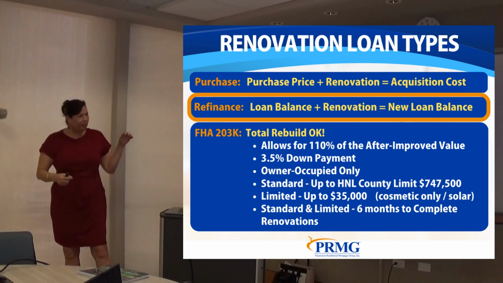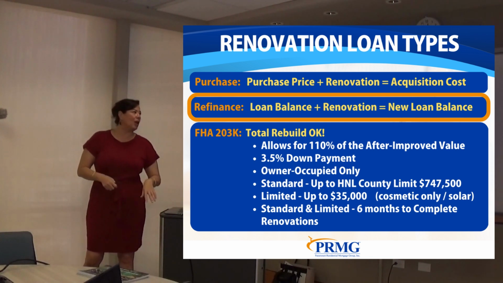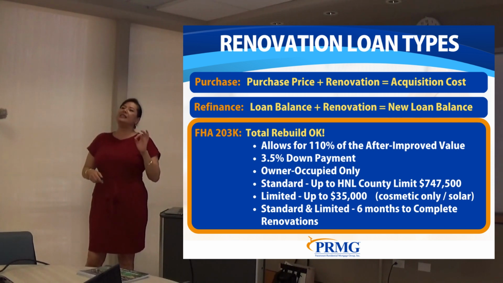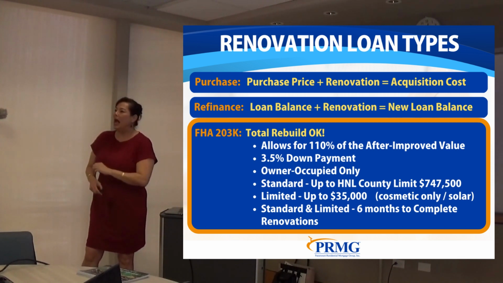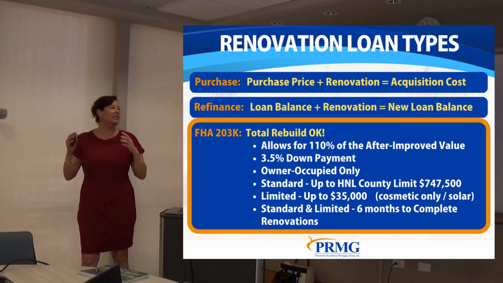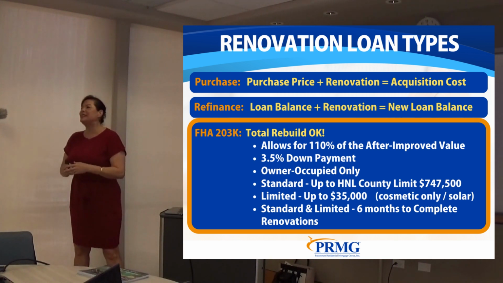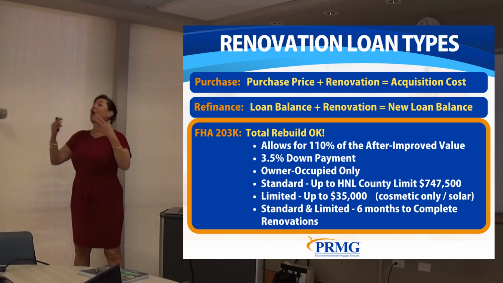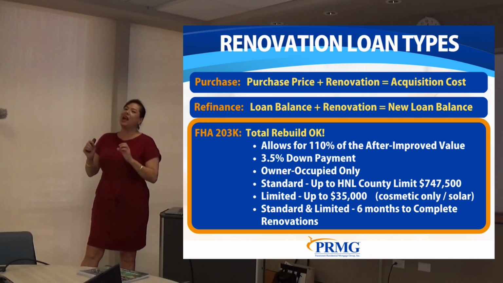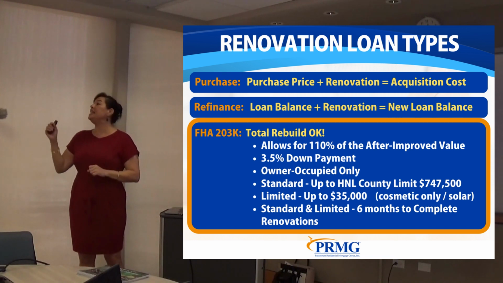So, the first renovation loan type that we're going to talk about is the FHA 203K. And FHA, remember, stands for Federal Housing Administration. The reason why we talk about that one first is because the FHA 203K is considered the grandfather of all of the renovation loans. They came out with it first, okay? They actually came out with it in 1990.